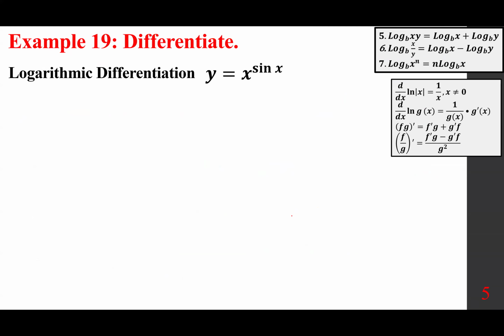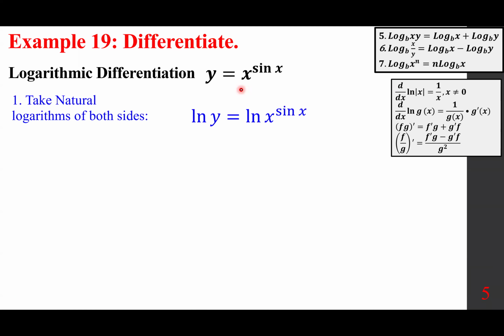Logarithmic differentiation is used in many situations. One of them is when the base and the exponent are both functions, or when the function given is very complicated. So having said that, what are the steps? Number one, take a natural log of both sides. So when I take the natural log of this one, it becomes ln y, and when I take the natural log of this one, the power rule puts the sine x in front.